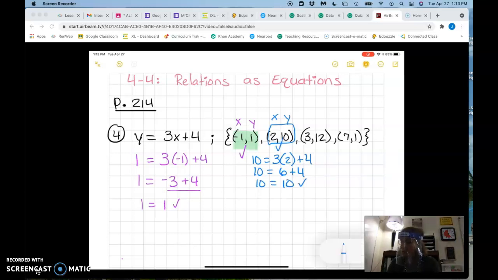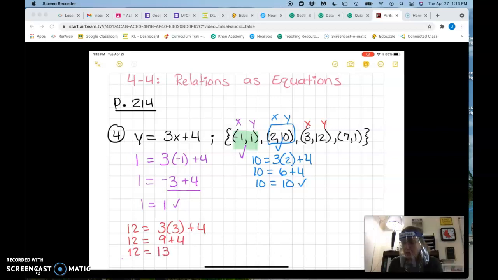Let's plug in another one. So I have 12 equals 3 times 3 plus 4. What's 3 times 3? 9. What's 9 plus 4? 13. Does 12 equal 13? No. So this one does not work.